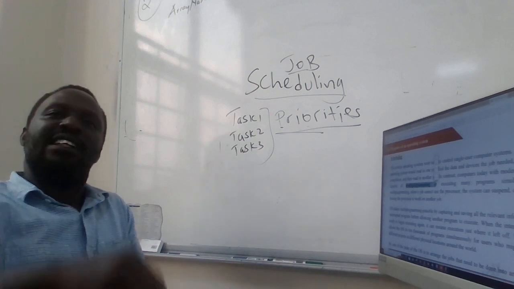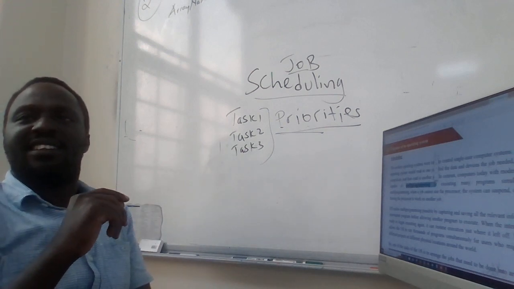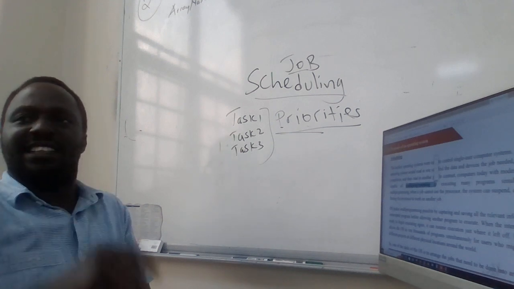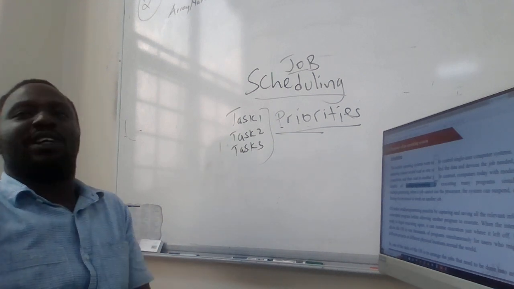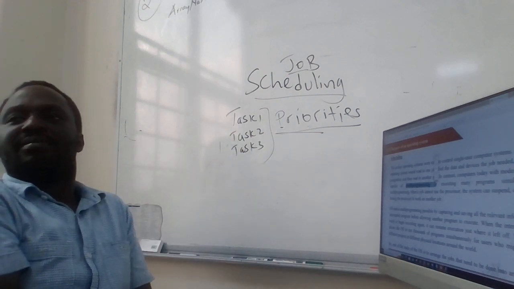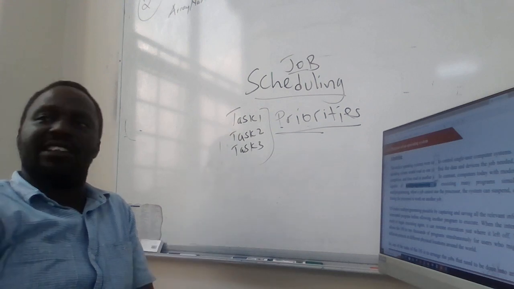Next, what factors does the operating system use to determine which tasks, or how important the tasks are? Which factors does it look at to know that now task 3 should be done first before the rest? There are some factors it looks at.